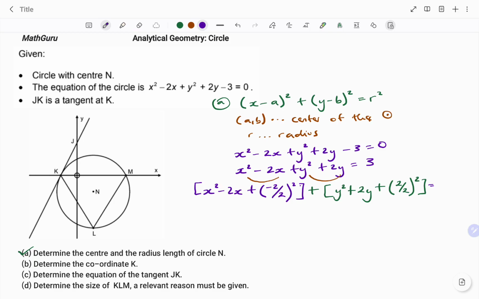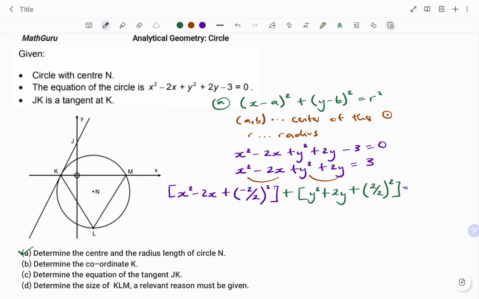So I'm going to move this. My 3, which is on the right hand side, plus I added the square of half of the coefficient of x, negative 2 divided by 2 all squared. And then I'm going to also add that of y. That's 2 over 2 all squared.